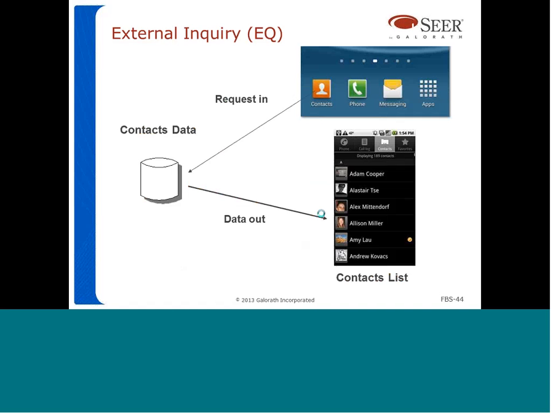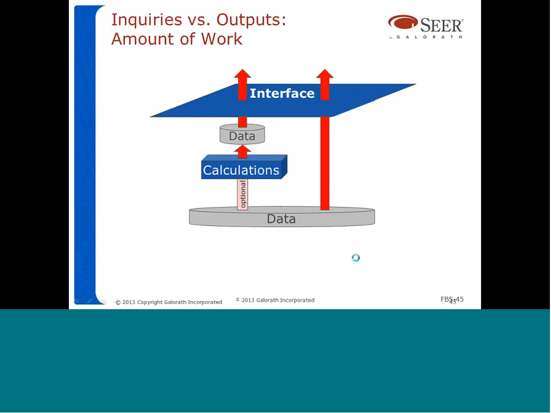Another example of an external inquiry is a report of your contacts information. So when you request from your smartphone a list of contacts, that information is retrieved from the contacts data file inside your phone, and it's presented to the user without any calculations or any processing, just a list of the contacts.